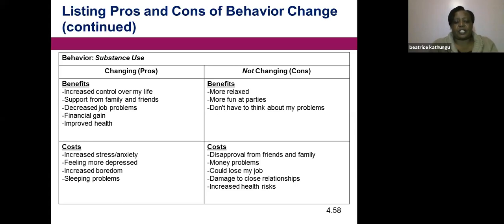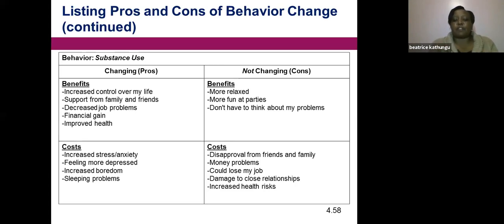So on the left side is we want to change. On the right side, we don't want to change. And then we are asking, supposing I change, what will be the benefits? Supposing I change, what are the costs? Because even changing has got a cost. On the other hand, supposing I don't change and remain the same, what are the benefits and what are the costs? So you can see that you help the client to list everything in a very objective way.